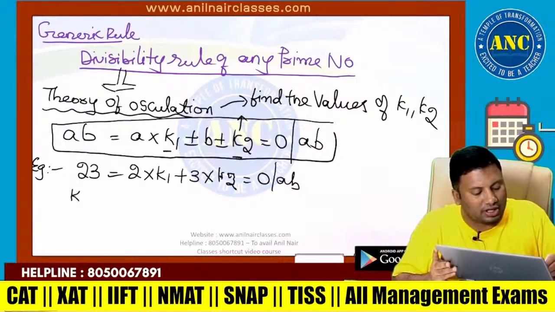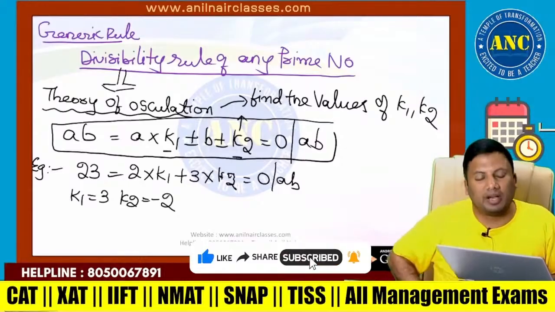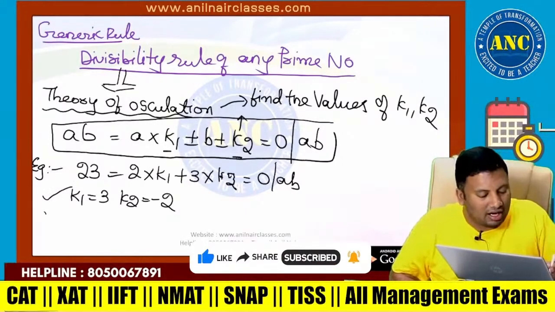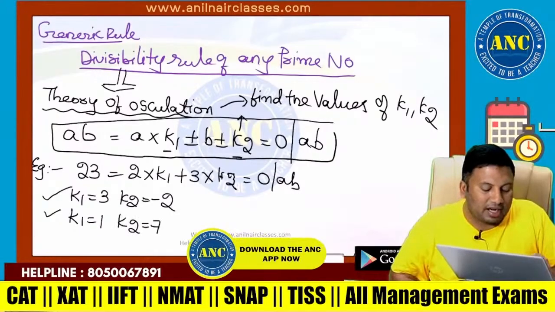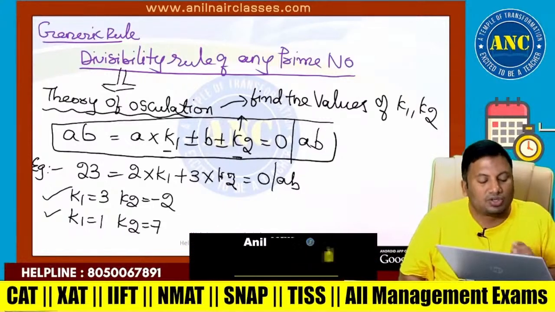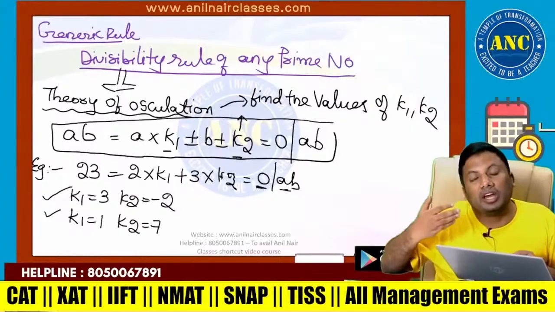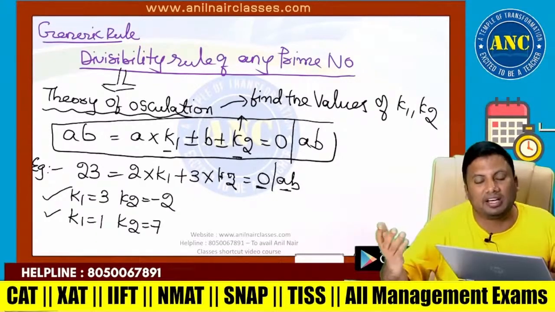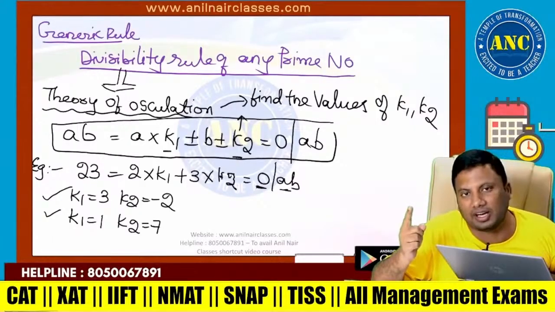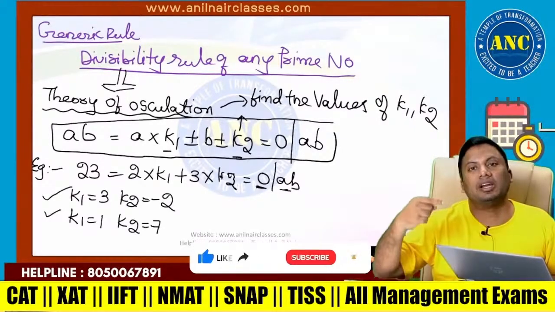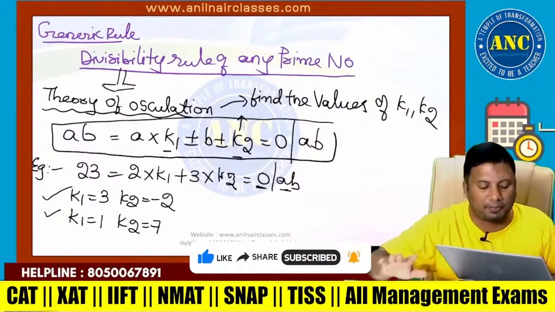Just by looking at the question, K1 can be 3 and K2 can be minus 2, so 6 minus 6 is 0. That is one way. Or K1 can be 1 and K2 can be 7. Am I right? 7 3s are 21, 21 plus 2 is 23. Either I should get 0 or AB. There could be multiple values of K1 and K2 which will satisfy this equation. Because there are multiple values, the prime number divisibility rule is not unique. You can derive your own divisibility rule of a prime number.